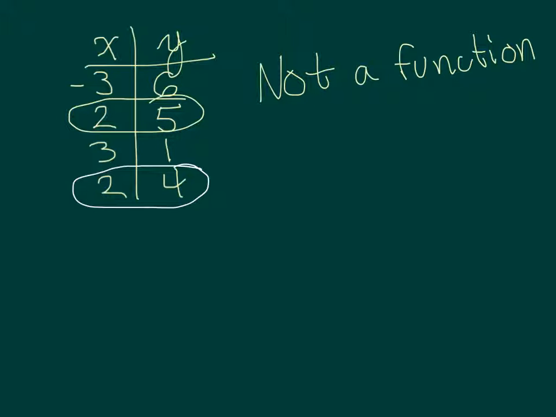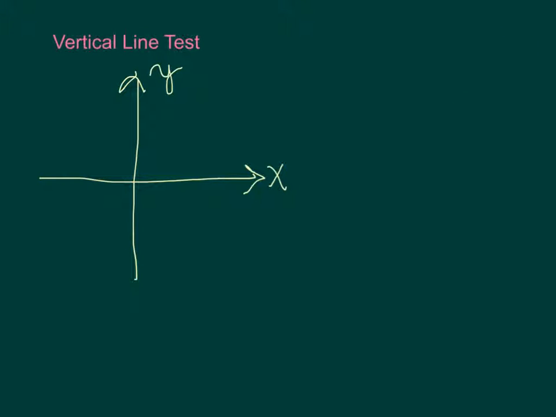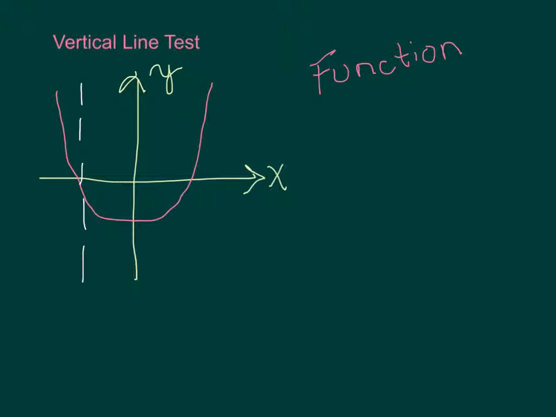Another way that you can tell is by using something we call the vertical line test. In order to do a vertical line test, if I have a graph that looks something like this, this is a function. The way I can tell is that if I drew a vertical line anywhere on the graph, it would only hit my line in one place. So it passes the vertical line test.